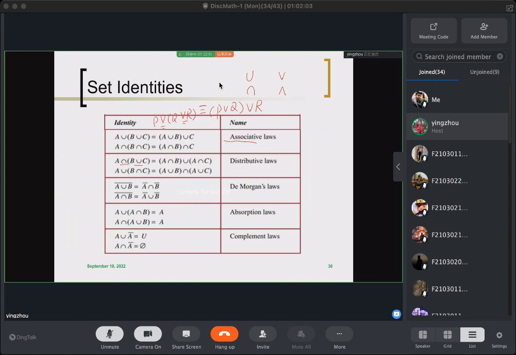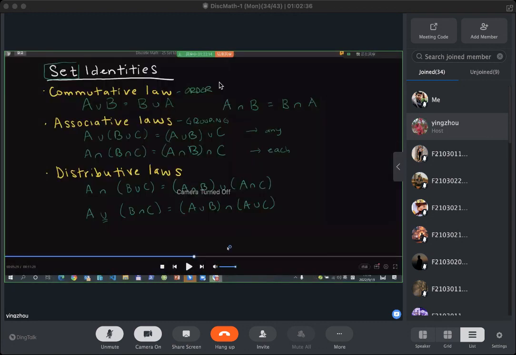Here is the intersection and union, and for the logic, it means if they are different, P, Q, and R. Then we distribute: P or Q, and P or R. So it is similar to this. Okay, and the others are also the same.